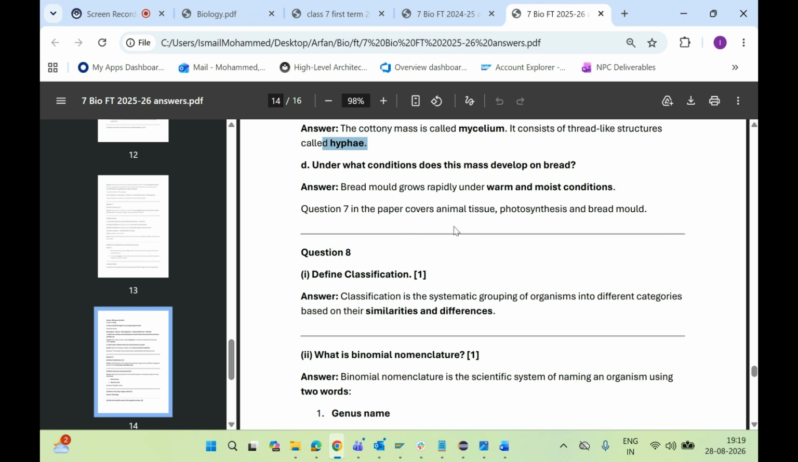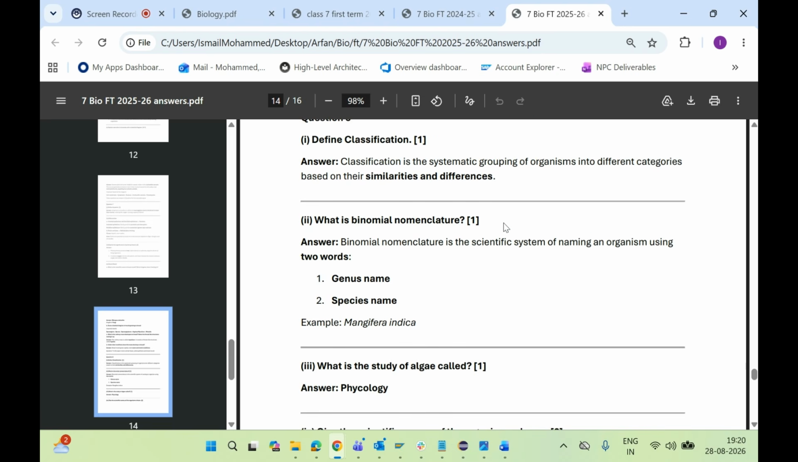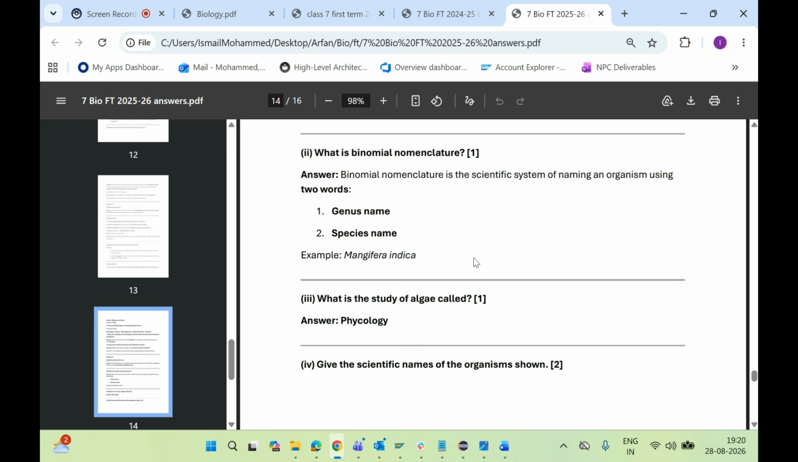Under what conditions does this mass develop on the bread? Under warm and moist conditions. That is the answer. Define classification, again, you see it came here. It's very important. It's a systematic grouping of organisms into different categories based on similarities and differences.